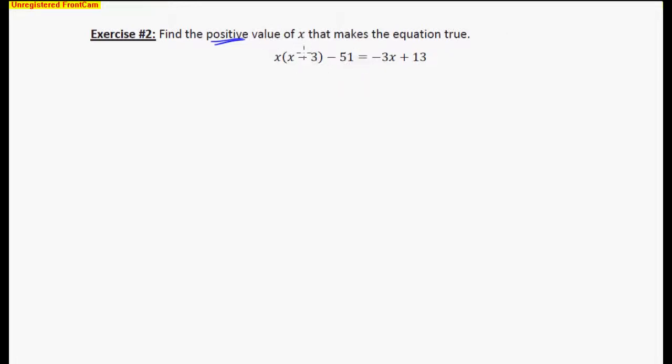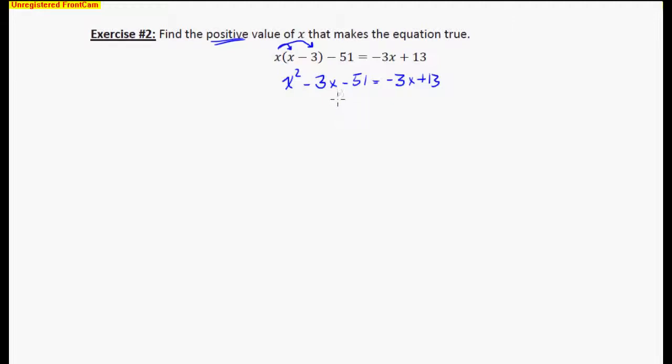All right, so again, I'm looking at this equation and I see I need to distribute. All right, so I'm going to distribute that x. So x times x is x squared, and x times negative 3 is negative 3x. And everything else, I'm just going to bring it down just like it is. All right. And let's see what we have.